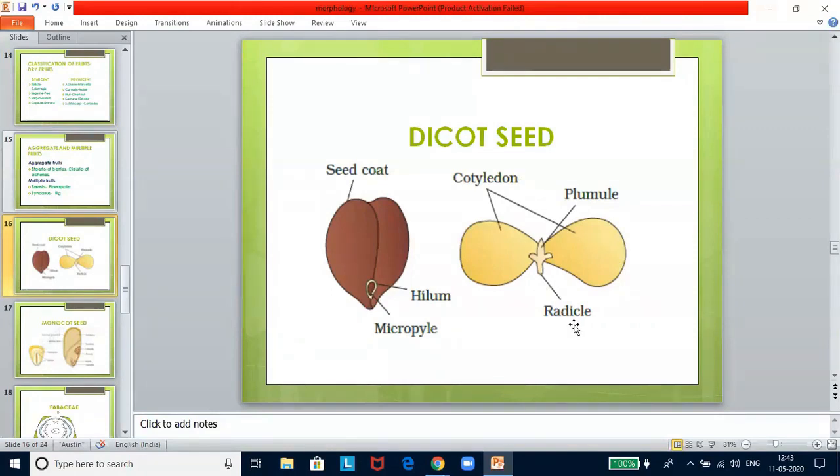The outer layer is called the testa and the inner is called the tegmen. Now you find this hilum. The hilum is a scar on the seed coat through which the developing seed was attached to the fruit.